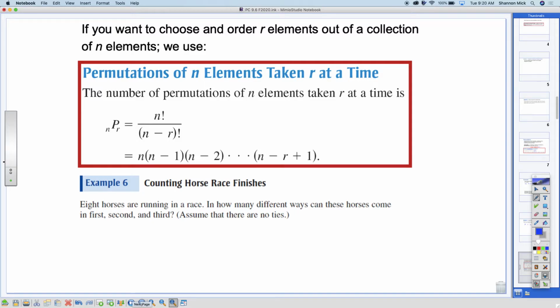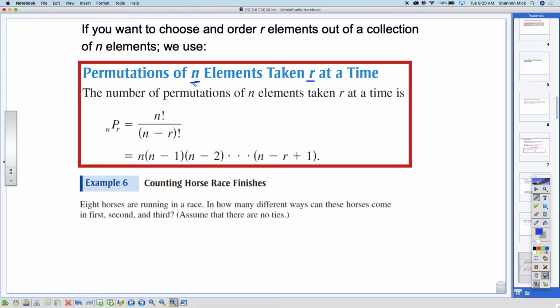Okay, now, this is different. When we ordered 8 people, we went from 8 down to 1, so it was 8 factorial, correct? When we ordered the horses, we only picked how many? 3. So, this is permutation of R things out of the total. R is how many you're picking out of N, the total number there are. So 8, choose 3. Make sense?